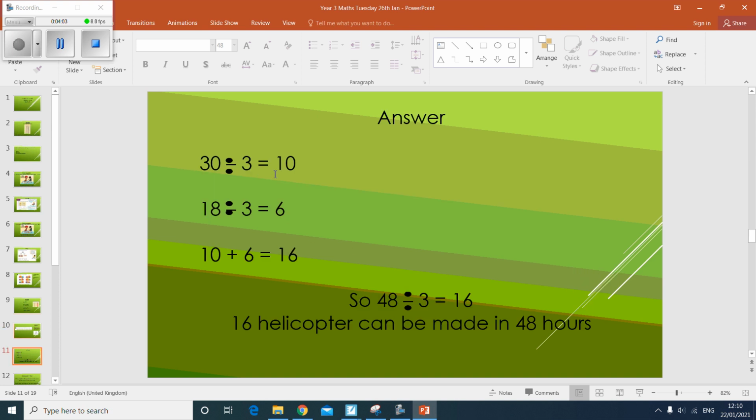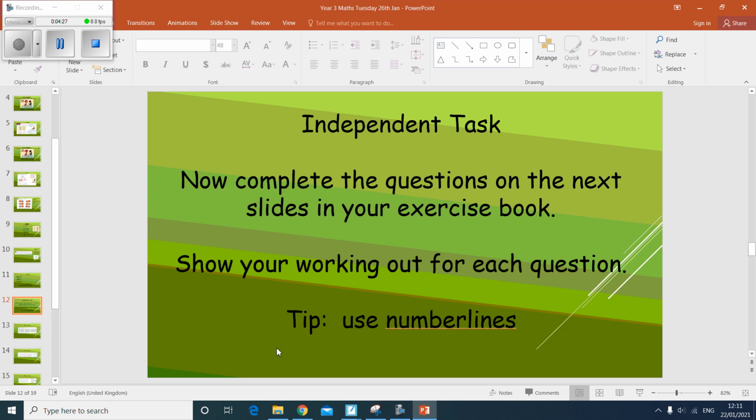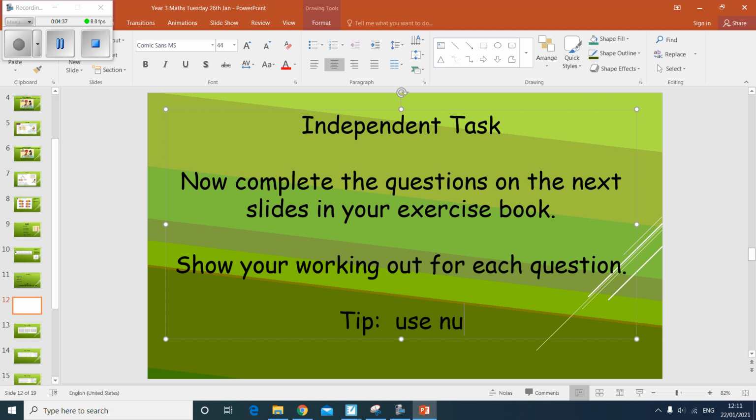So here's the answer then. We've got 30 divided by 3, which is 10, and 18 divided by 3, which is 6. Add the calculations together, 10 and 6 to give us 16. So 48 divided by 3 equals 16. So 16 helicopters can be made in 48 hours. So now we're moving on to the independent tasks. So pause the video on each of the questions while you work them out, and then we'll move on to our final extension.